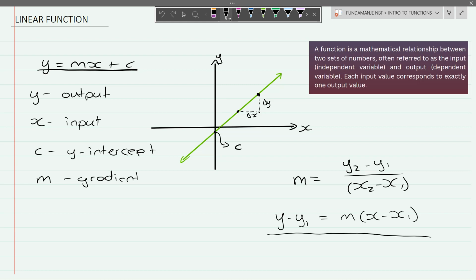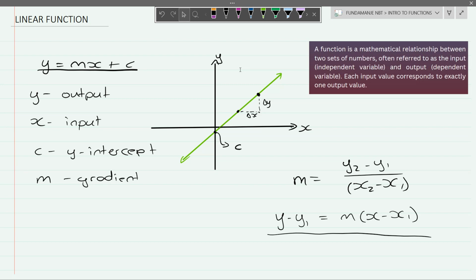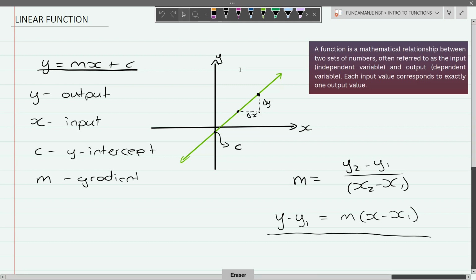So this is it about the linear function. There's not too much to say. Just make sure that you understand the underlying concepts and the relationships, rather than just trying to memorize the formulas. But all in all, there aren't too many formulas besides this gradient formula.